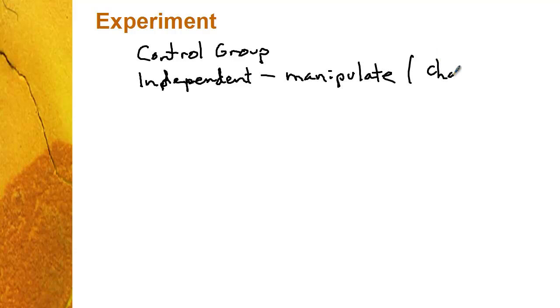All right, and so that leads us to our independent variable. Independent variables are those variables that we manipulate, that we change. And the results then show up in the dependent variable. These are our results.